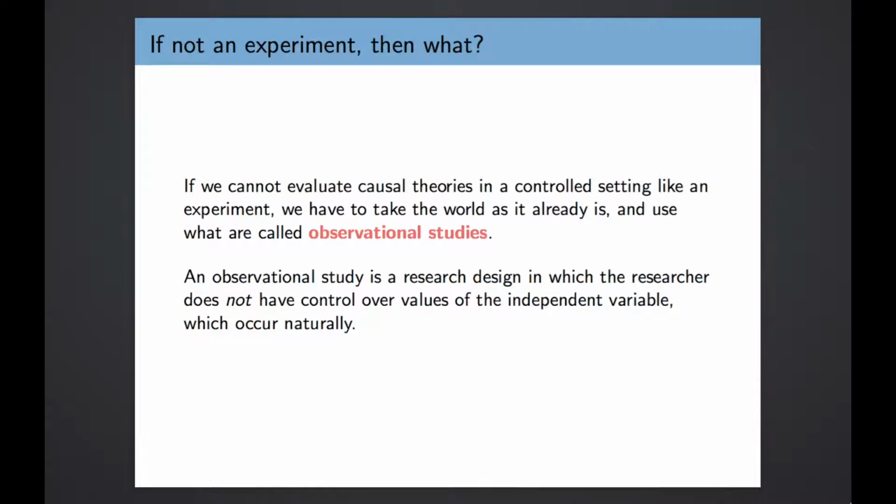So if we decide not to evaluate our causal theory in an experimental setting, our other option is to do an observational study, where we collect real-world data on the variables that we're interested in without any experimental manipulation. In observational research designs, researchers don't have any control over the values of the independent variable that different units or subjects receive. So assignment of the independent variable isn't random, it happens naturally, so it's not controlled by the researcher.